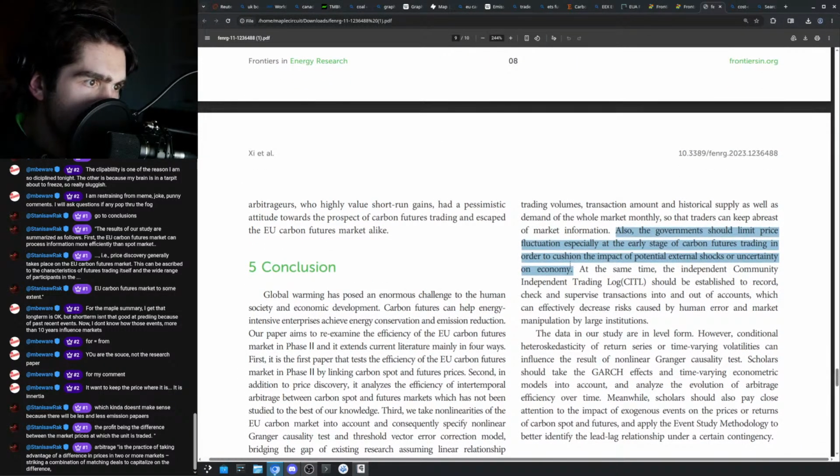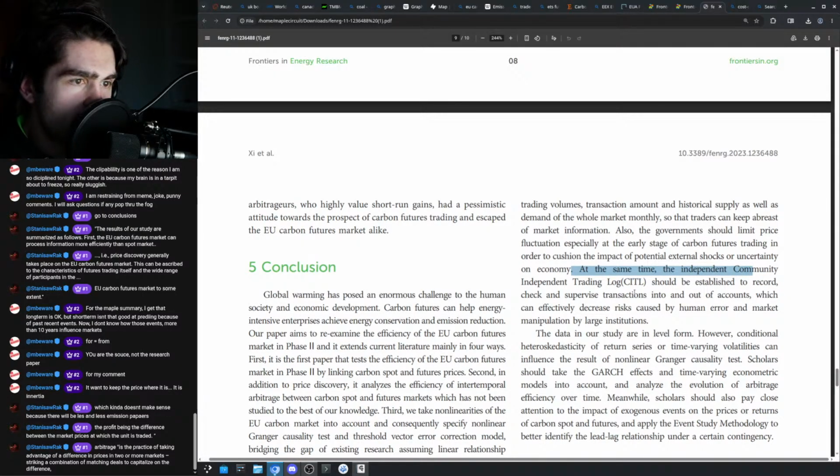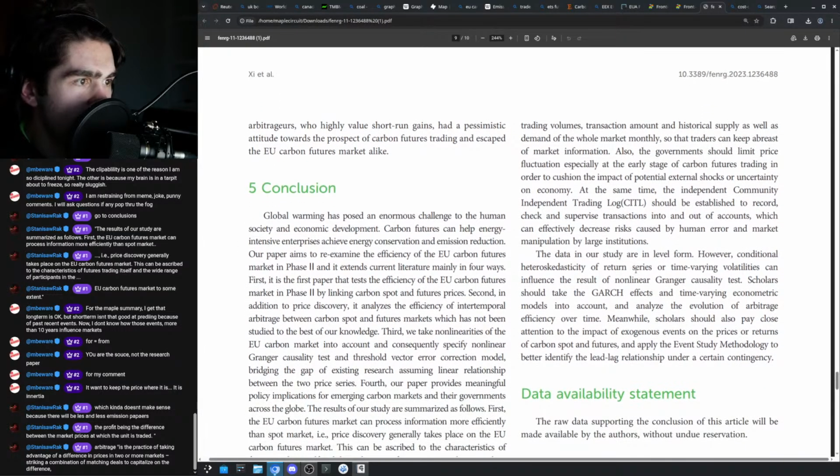All right. At the same time, the independent community, independent trading log. Oh, okay, this is a name. I get it. The independent community independent trading log should be established to record, check, and supervise transactions into and out of accounts, which can effectively decrease the risk caused by human error and market manipulation by large institutions.